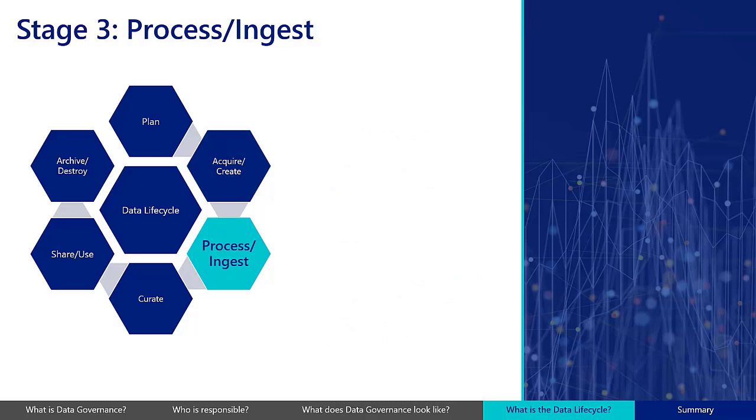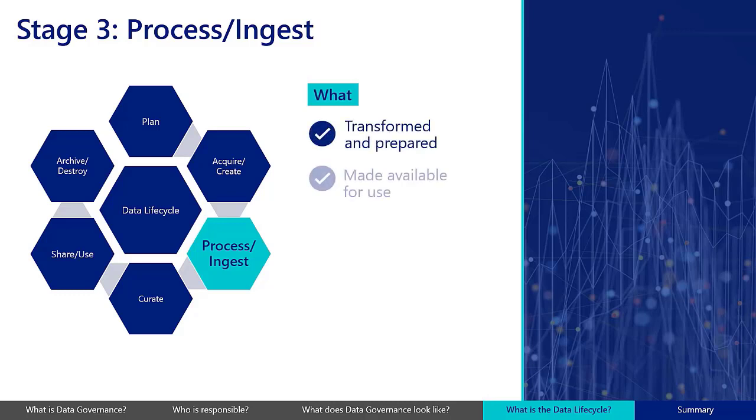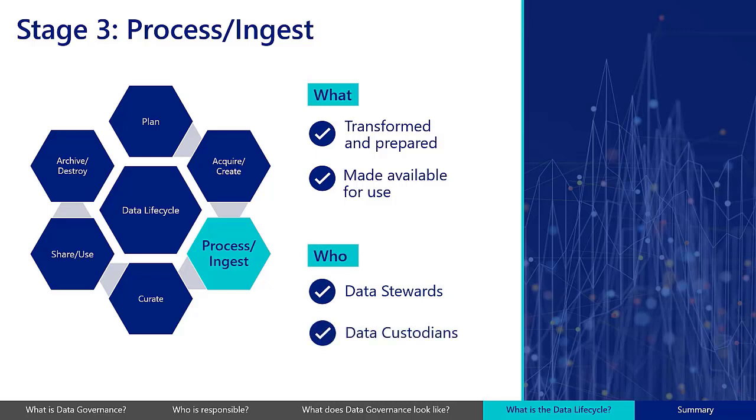Stage 3 of the data lifecycle is processing and ingesting data. For data to be used for analytical and business intelligence purposes, it typically needs to be modeled or transformed and made available for use in an application or analytics platform. Data stewards have a role to play here, but data custodians do much of the heavy lifting in this stage of the lifecycle. Often called a technical data steward, the role of the data custodian is closer to the IT side of the house than the business or mission side.